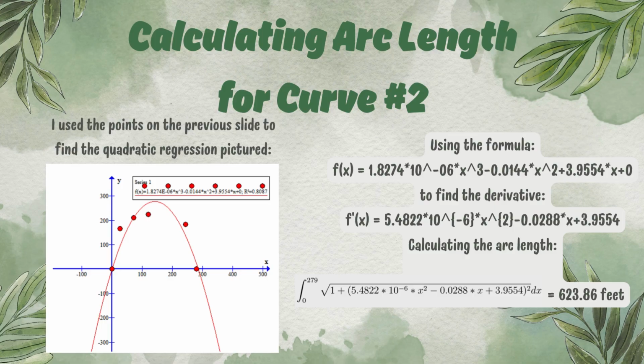So that goes from 0 to 279 feet of the square root of 1 plus the derivative squared. And when I calculated that, I got that the total arc length is about 623.86 feet.